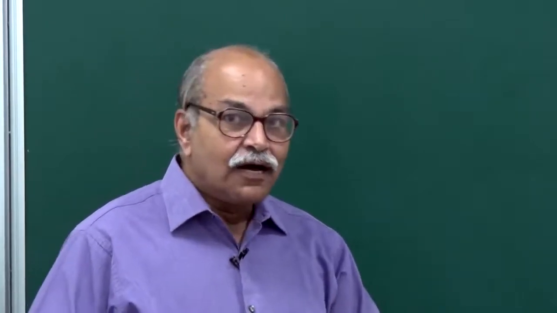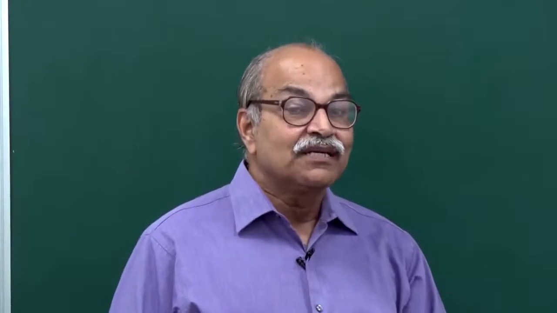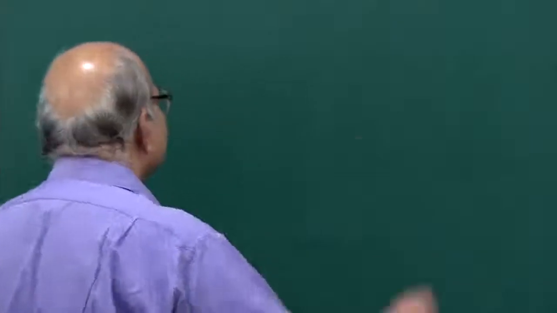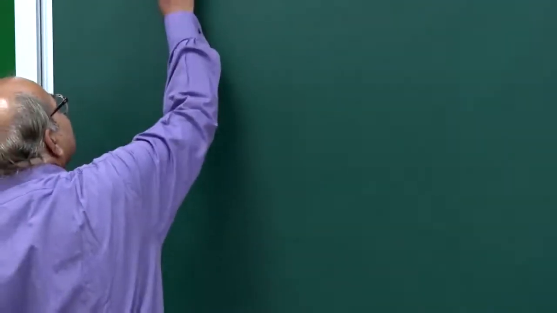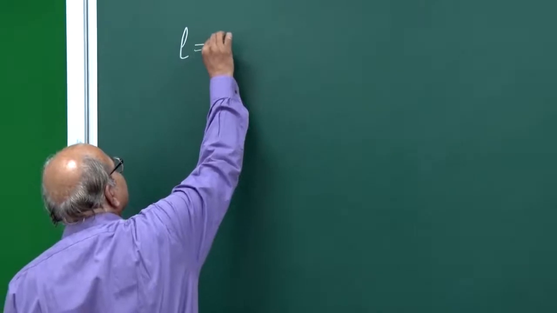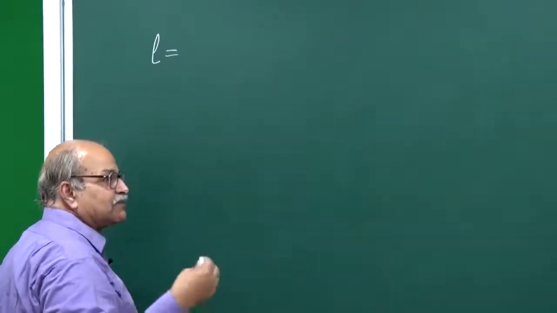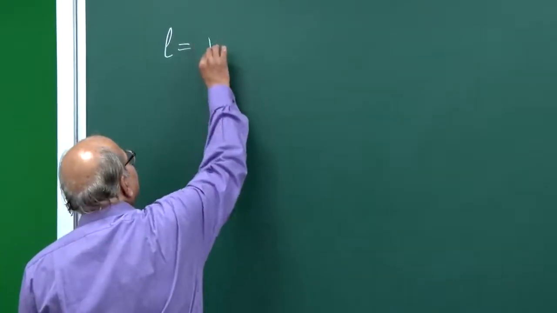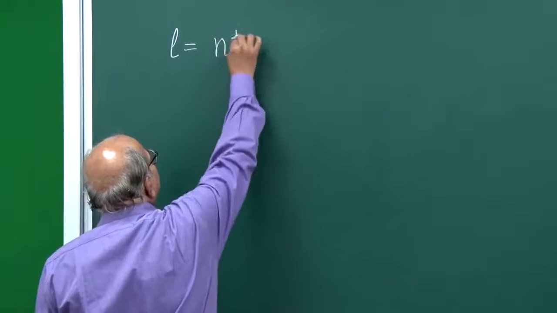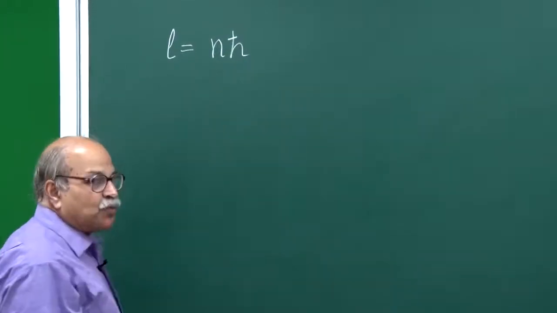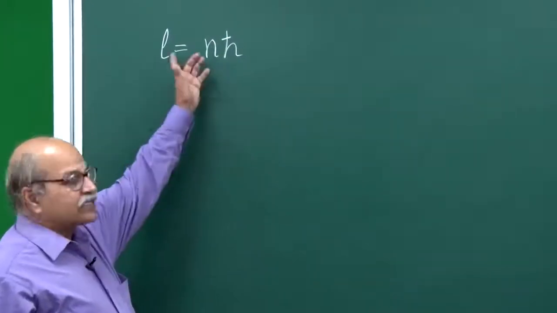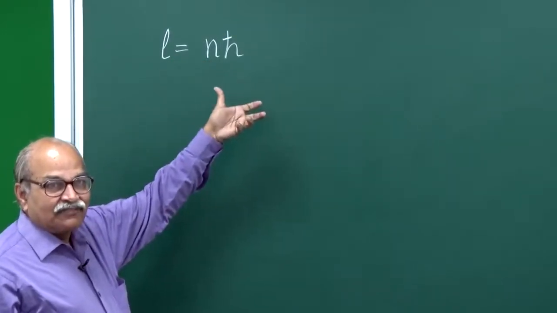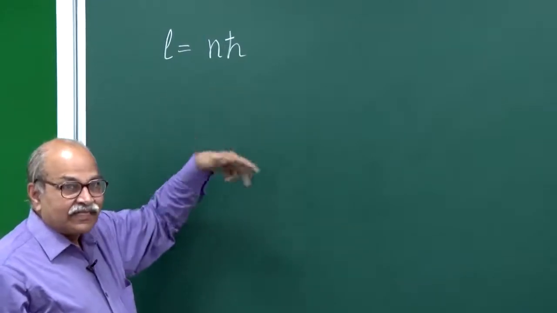And how are those stationary orbits found? For that we had the third postulate, and that was the angular momentum of the electron, which is mass times velocity times the radius of the circle about that proton. That should be an integral multiple of Planck's constant divided by 2 pi. So this decides which orbits are stationary orbits in which it does not radiate anything.